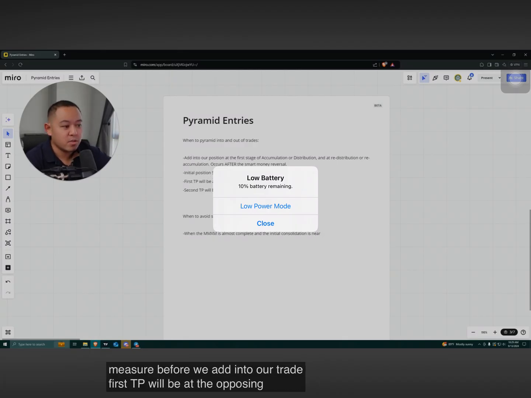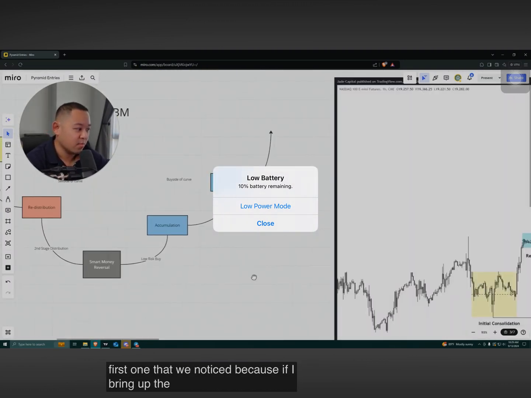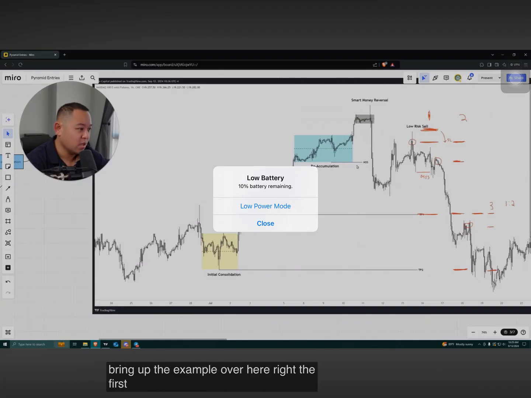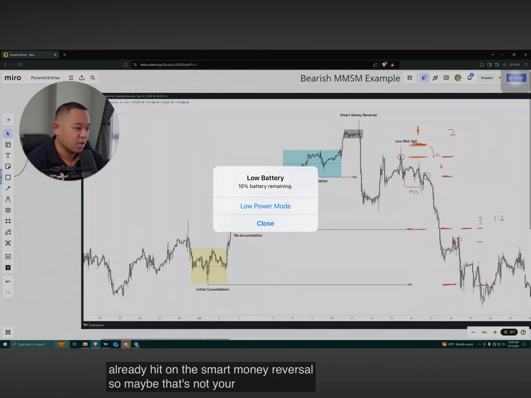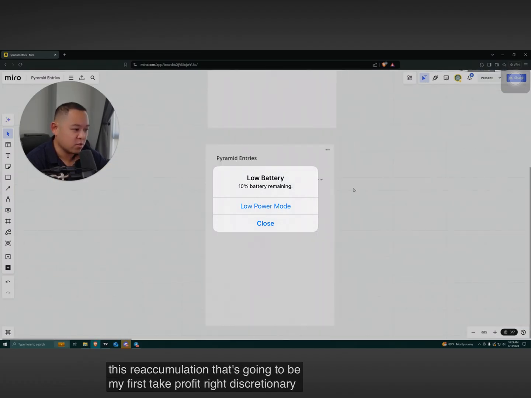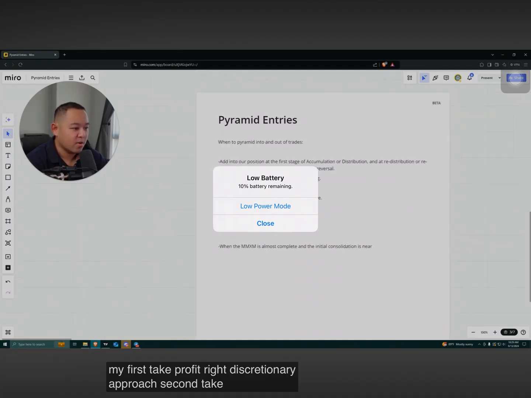First TP will be at the opposing side of the curve. You guys can determine that. Maybe it's not the first one that we noticed, because if I bring up the example over here, right, the first part of the curve was already hit on the smart money reversal. So maybe that's not your second take profit, or actually both levels are hit. So maybe your take profit's gonna be down here. Or you could just say that, you know, if I want to revisit the lows and this reaccumulation, that's gonna be my first take profit, right? Discretionary approach. Second take profit will be at the next opposing side of the curve, etc., etc.